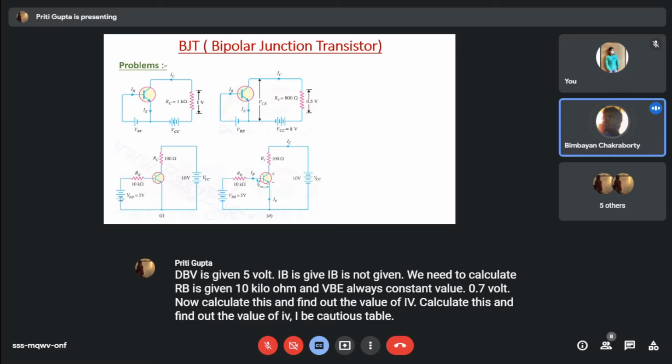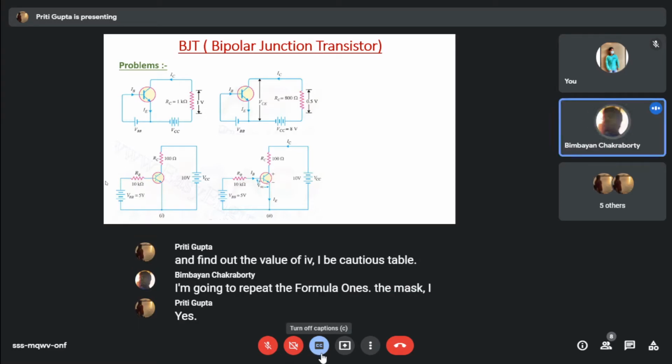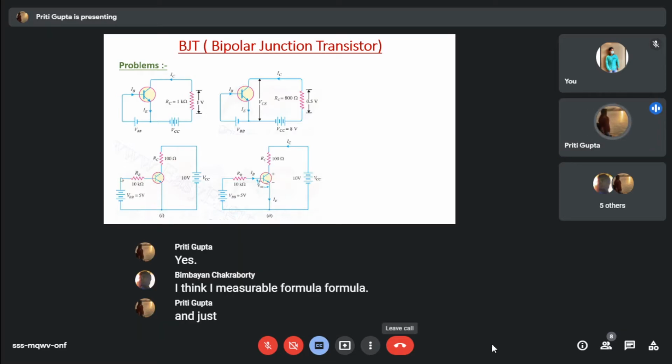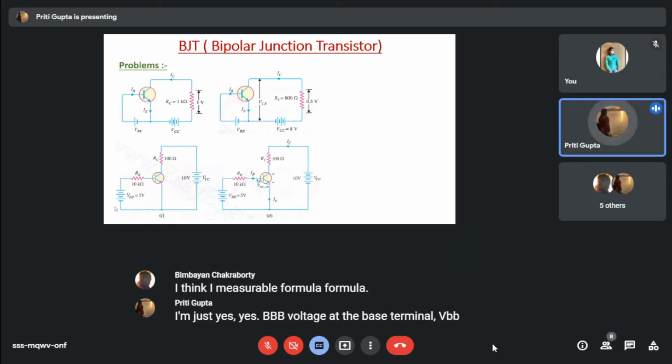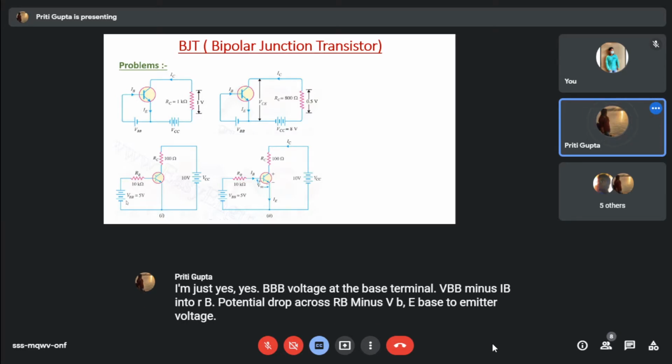Ma'am, can you repeat the formula once? Yes. VBB, voltage at the base terminal, minus IB into RB, potential drop across RB, minus VBE, base to emitter voltage, is equal to 0.